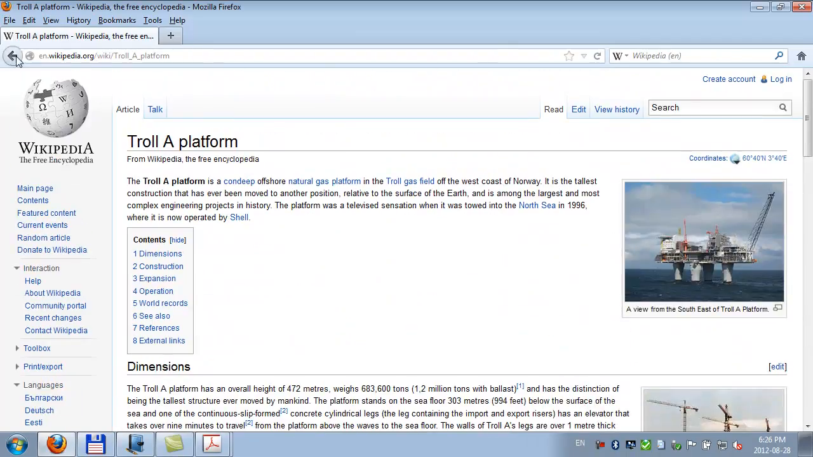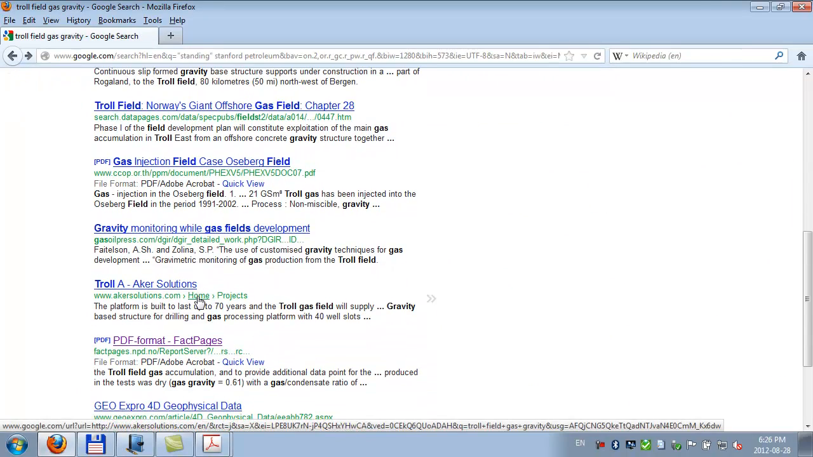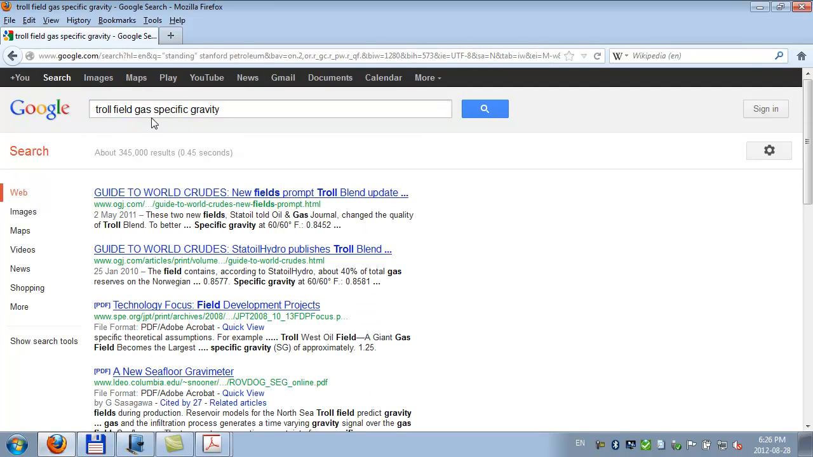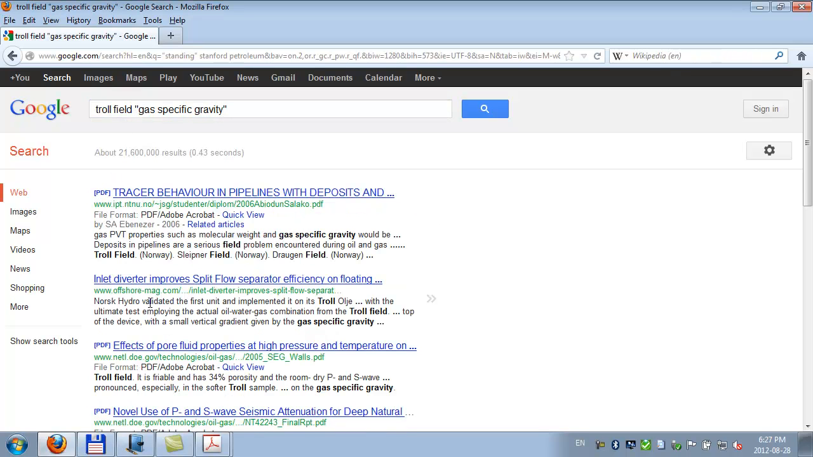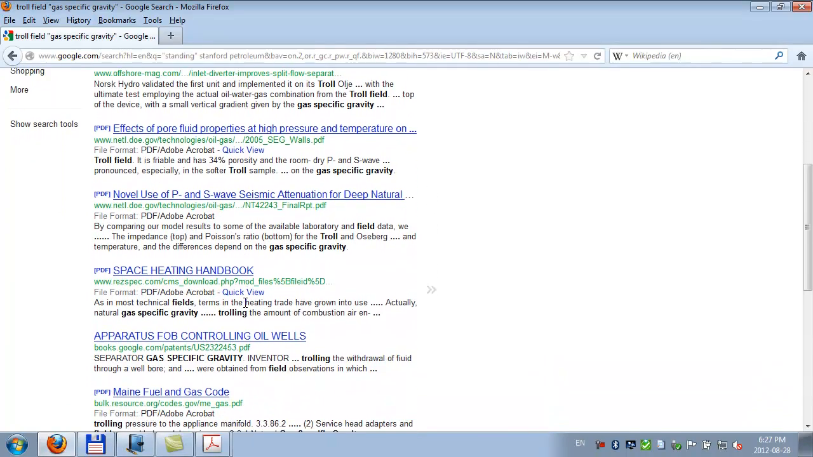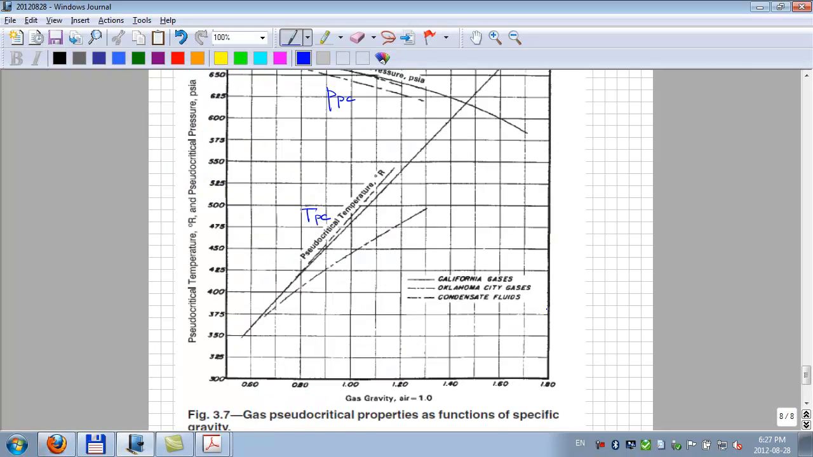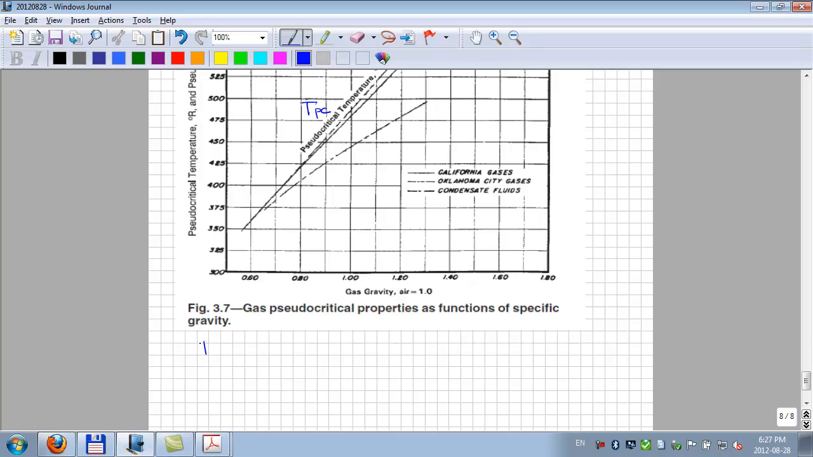This doesn't look too promising. Let's see, gas specific gravity. This is the oil. We have to be careful because it also has oil beneath it. I don't think we're going to find it right away. So let's just go with Curtis's best guess that for Troll, gas specific gravity is approximately 0.6. Okay? It's that lean.